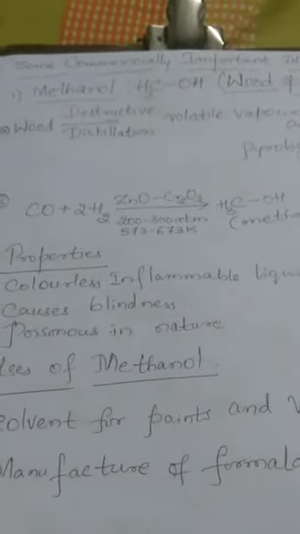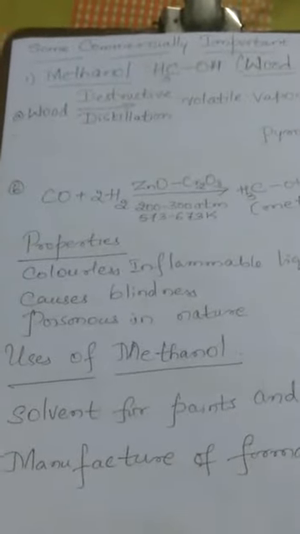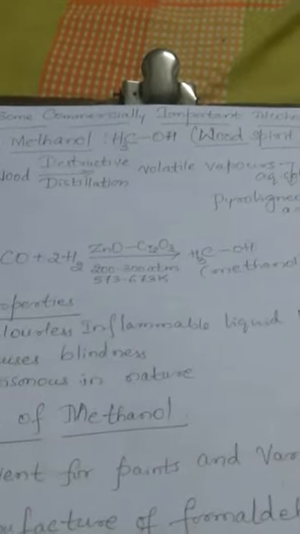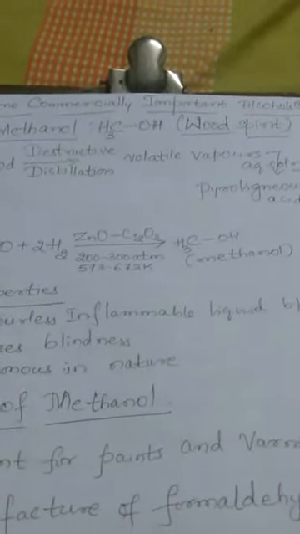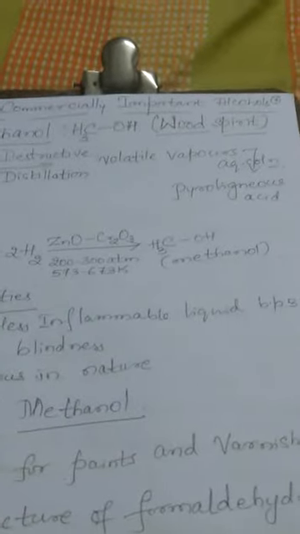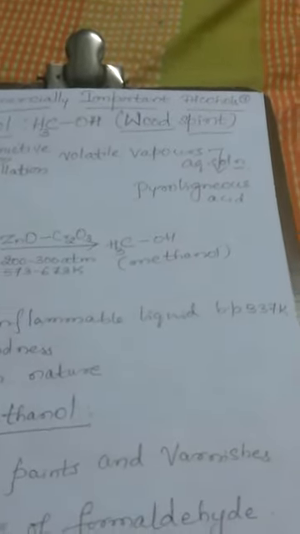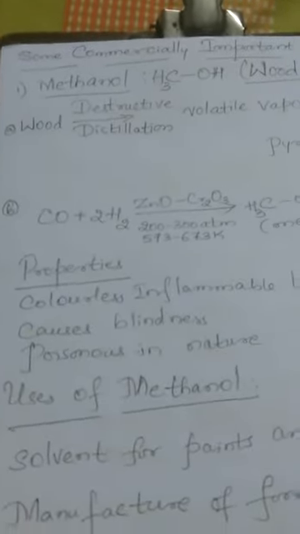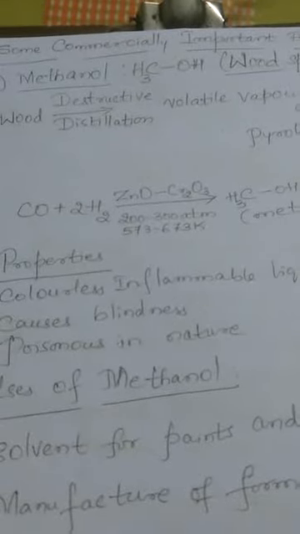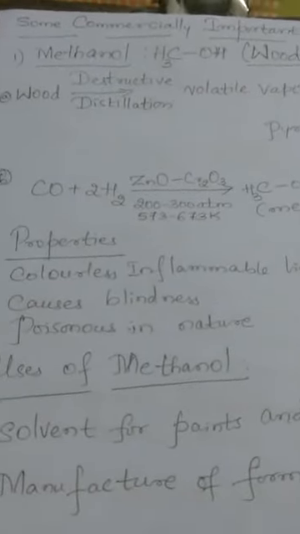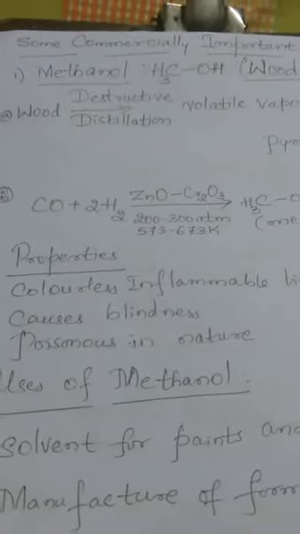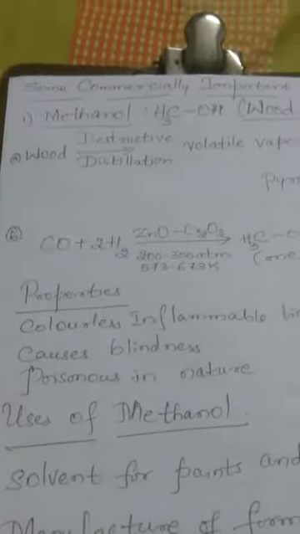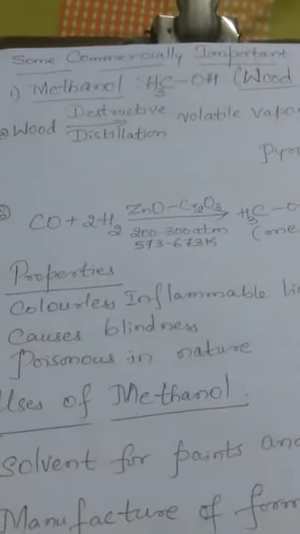Coming to the characteristic properties of methanol, it is a colorless, inflammable liquid. Inflammable means it catches fire easily. Even its vapors catch fire. Hence it is called an inflammable liquid with boiling point 337 Kelvin. Remember that ingestion of small amounts of methanol will affect eyes, causing blindness. It is highly poisonous in nature, and if taken in large quantities, methanol leads to death.